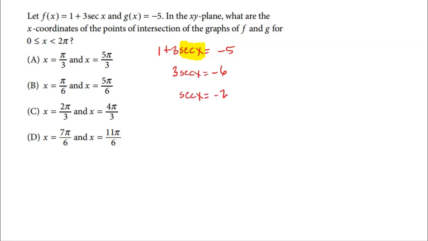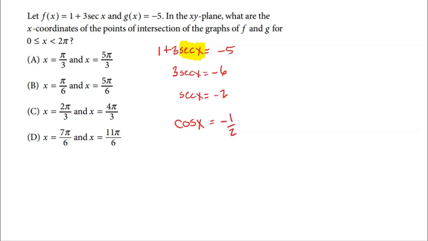Now, most kids aren't necessarily as familiar with secant or cosecant or cotangent as they are with sine, cosine, and tangent. So I'm going to go ahead and change this secant to a cosine. Well, remember, secant and cosine are just reciprocals of each other. So if I decide to use a cosine instead of a secant, all I have to do is take the reciprocal of negative 2, which is negative 1/2.